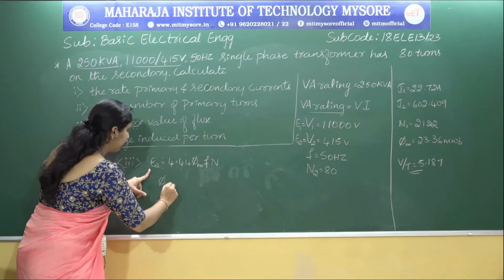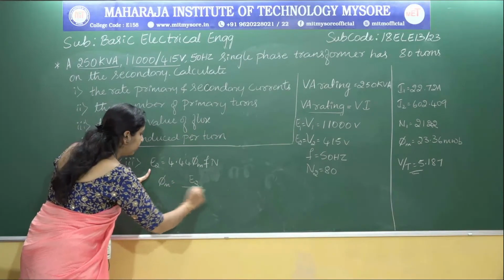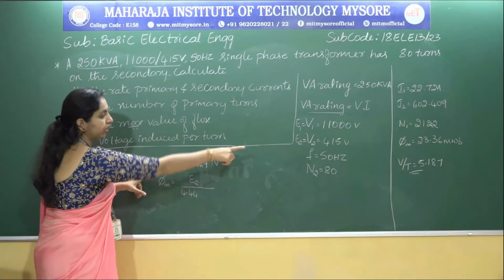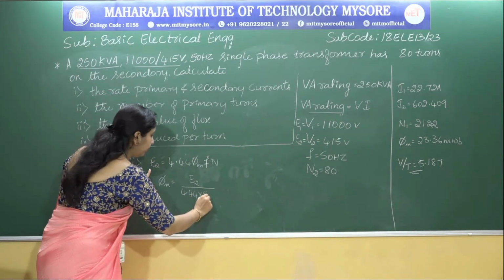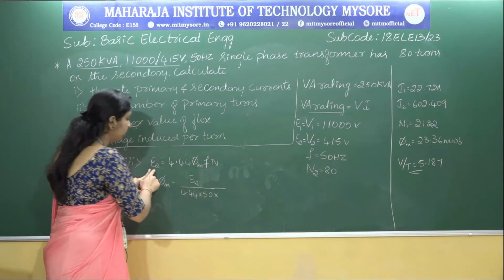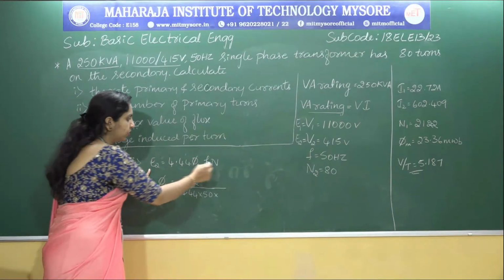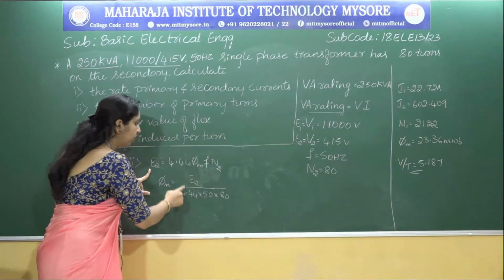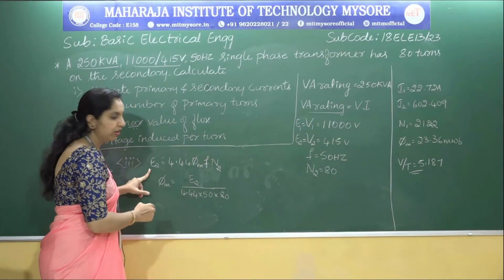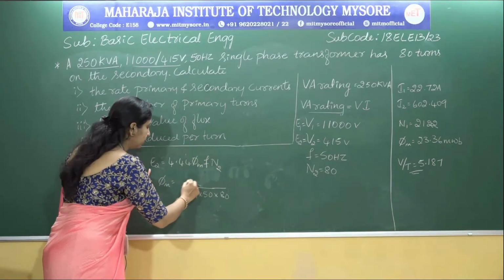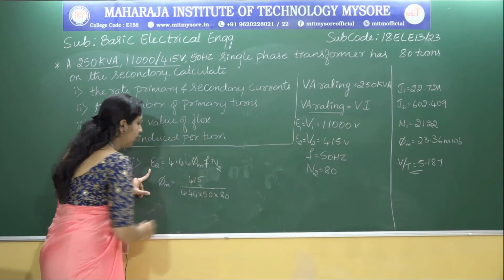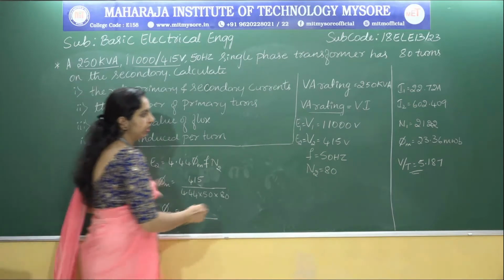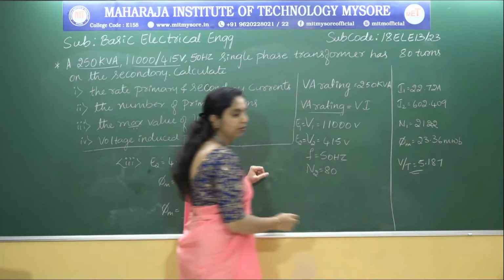Now, what is phi m? Phi m is equal to E2 divided by 4.44 into frequency, which is given as 50 hertz, into the number of turns. Here we have expressed it in terms of E2, so this must be N2. What is the N2 value here? N2 is 80. And E2 is nothing but 415. So straight away you can substitute 415 and simplify this expression. We get the maximum flux as 23.36 milliweber.